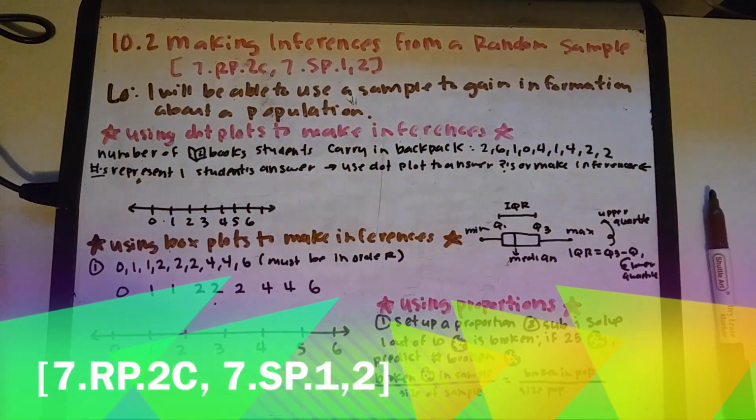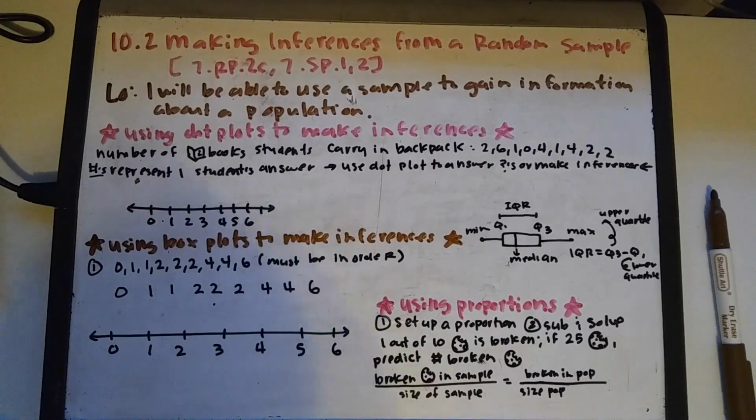Okay, so this is 10.2. We're going to be making inferences from a random sample. The standards and objective: you will be able to use a sample to get information about a population, again with 80% accuracy given practice problems. So we'll go over these 3 items and then we'll give you some questions to answer.